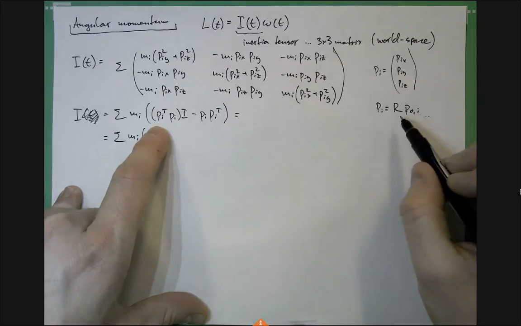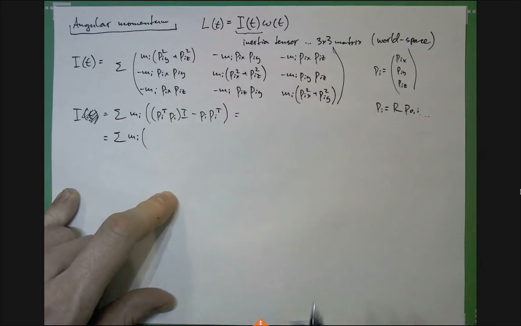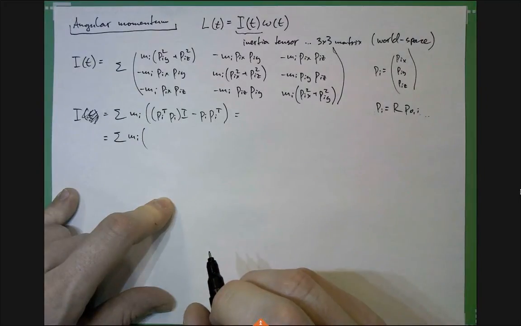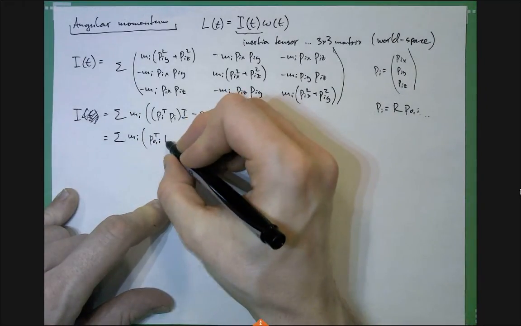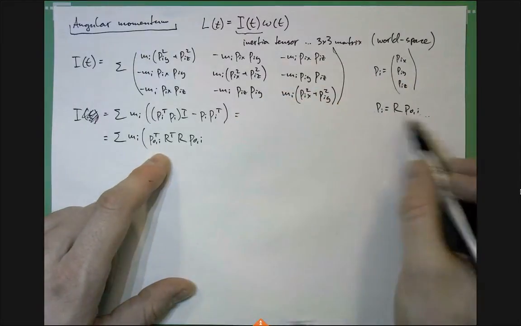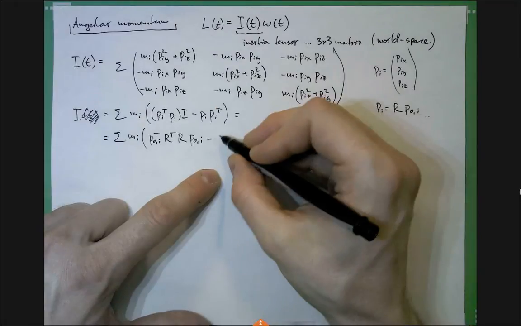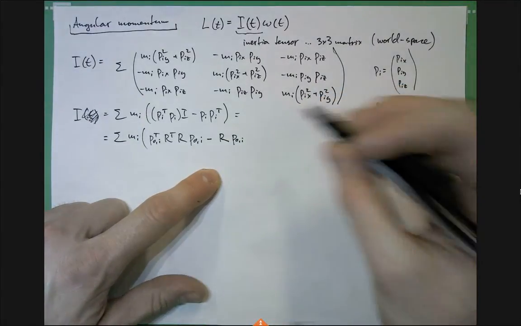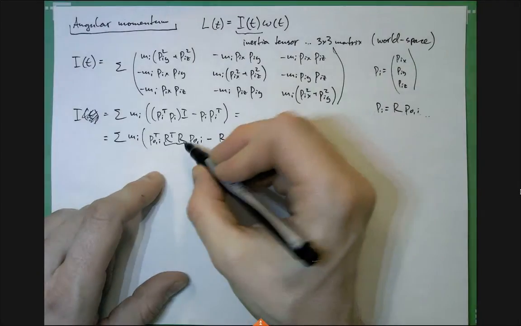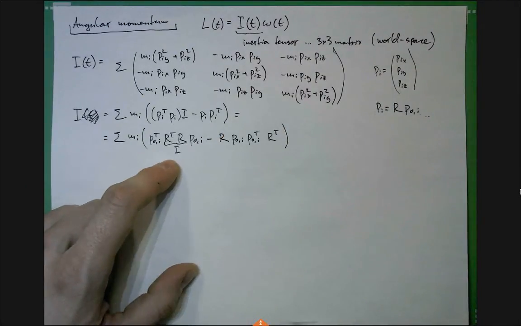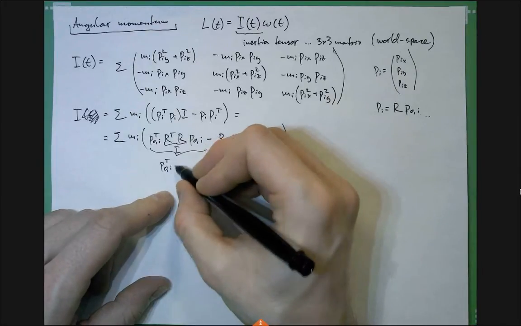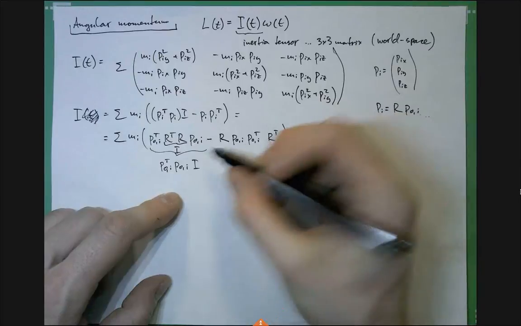So let me plug this form in here. This is how we get the relationship to the body space inertia tensor. So here I will get what? I will get p0_i transpose R transpose R p0_i, right? That's if I plug this in here, minus, and I do the same thing here, R p0_i p0_i transpose R transpose. Now R transpose R is good. R transpose R is identity, right? So this whole thing is equivalent to p0_i transpose p0_i times identity, because this is just a scalar.